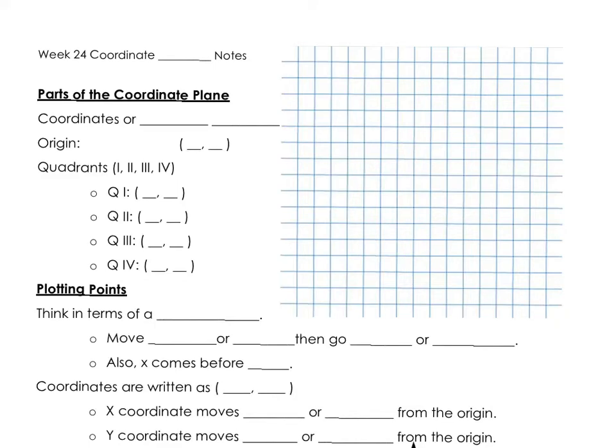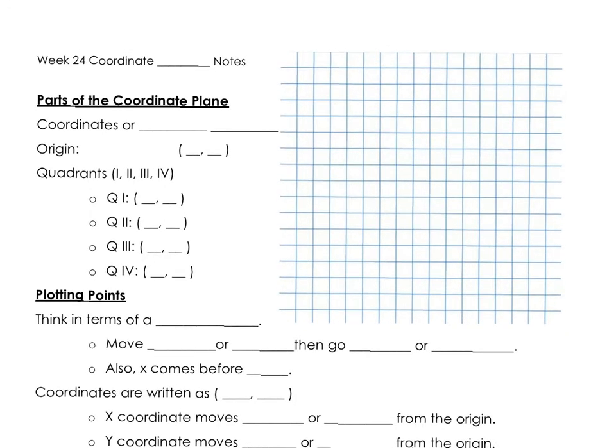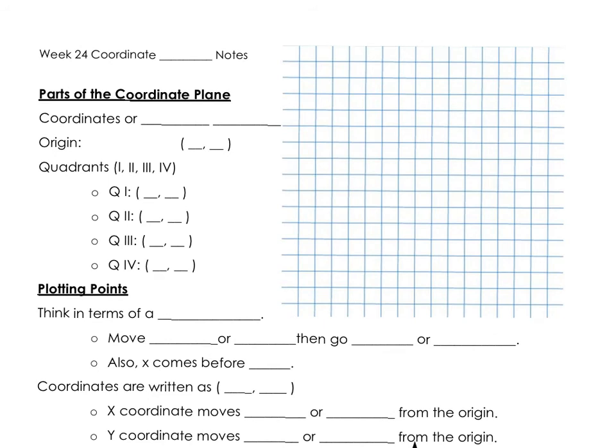All right, today we are doing notes on coordinate planes. So let's make sure we label our notes. Okay, so what a coordinate plane is. We have the word coordinate. Co means working together, and ordinate is a number. So coordinates, we also call them ordered pairs.